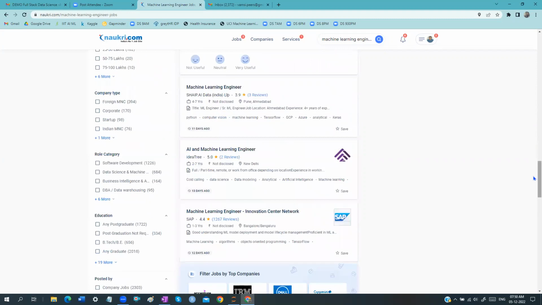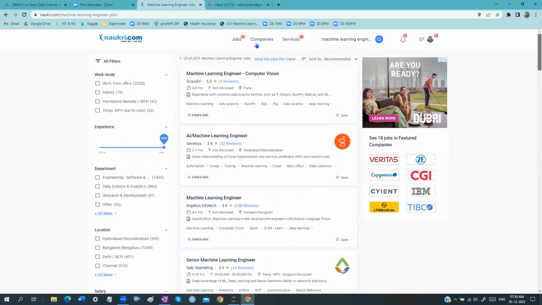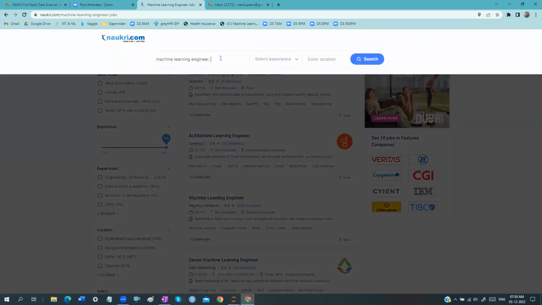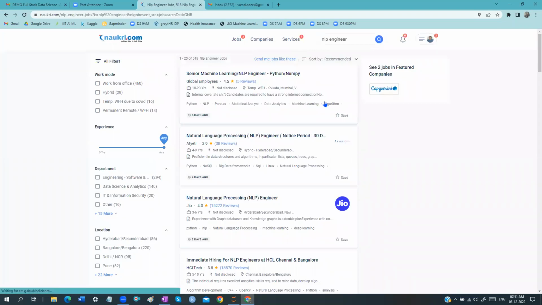Even one of the latest ones, guys, is NLP engineer. NLP engineer is also one of the roles with the most recruitment going on. If you are interested in working in NLP engineering, there also we are going to get a lot of requirements. That is natural language processing. A notice period of 30 days, we have it. Natural language processing, NLP.